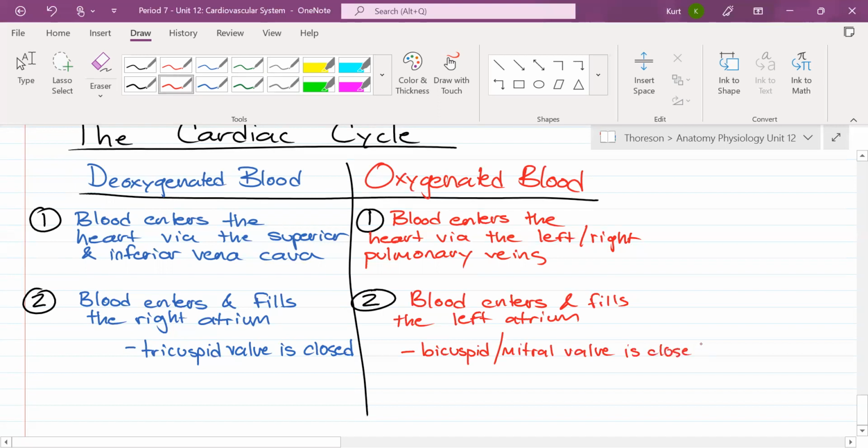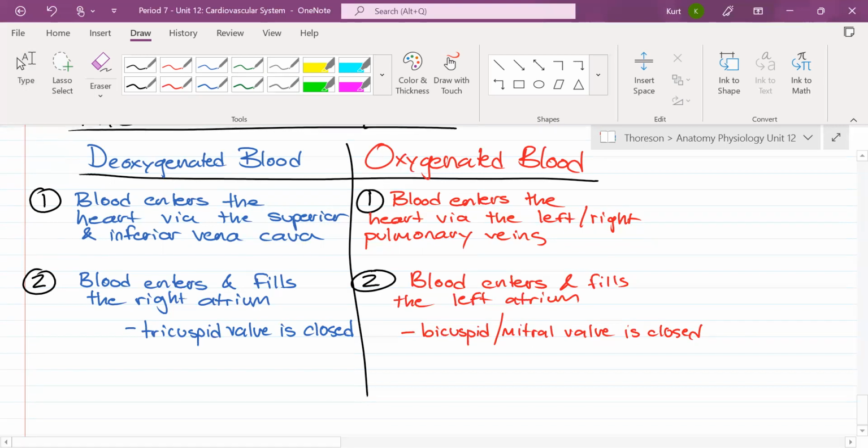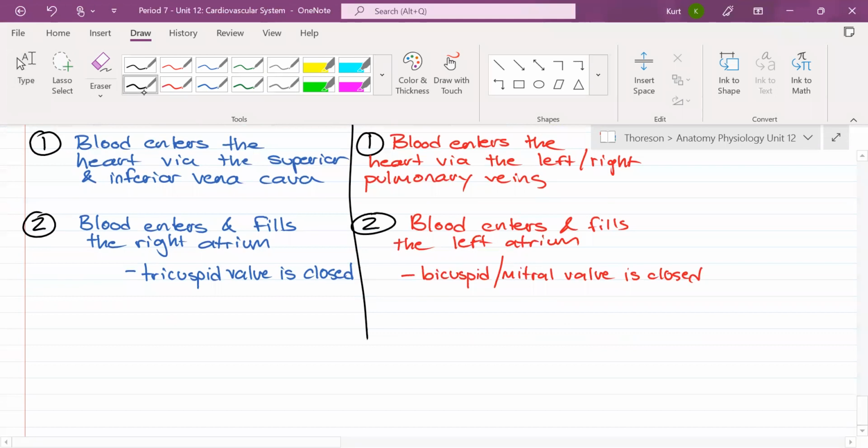On Thursday's quiz, if Dylan says the bicuspid valve, that's the bicuspid valve. He's right. If Dan says, oh, no, that's the mitral valve, he's right too. You can use either one. I don't mind. Yes, it's going to be very similar to that. Okay.